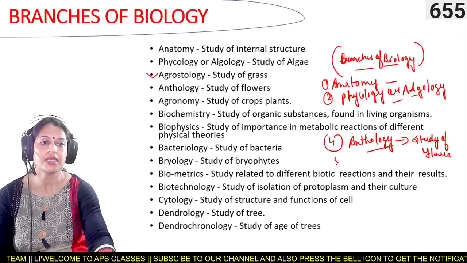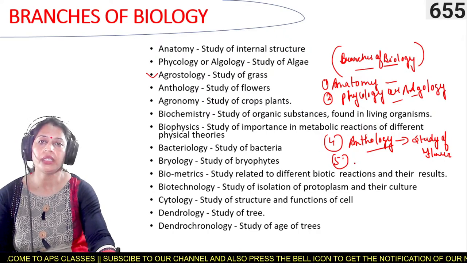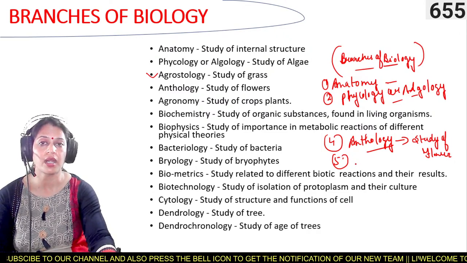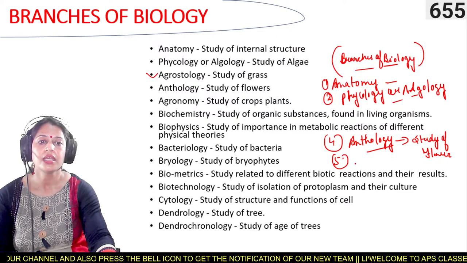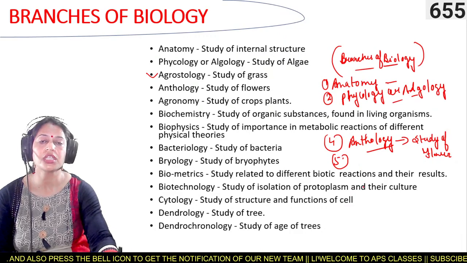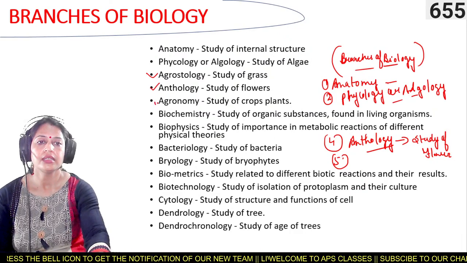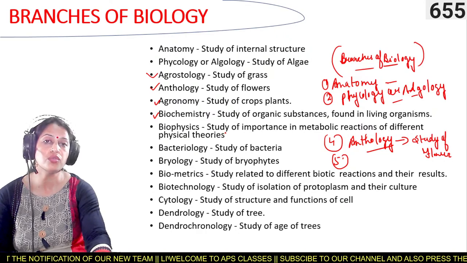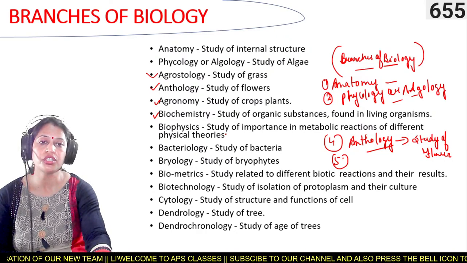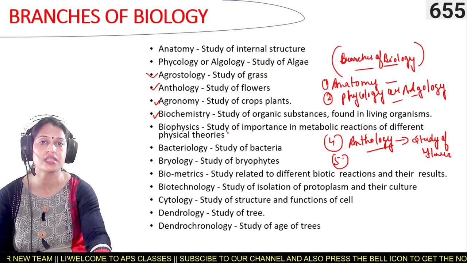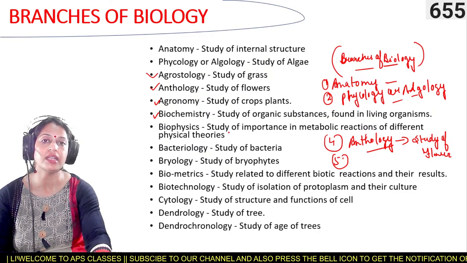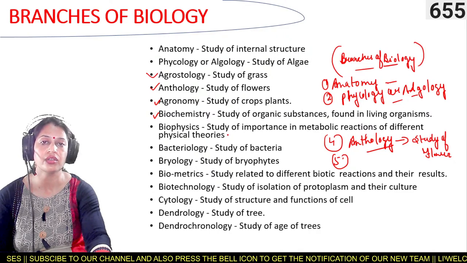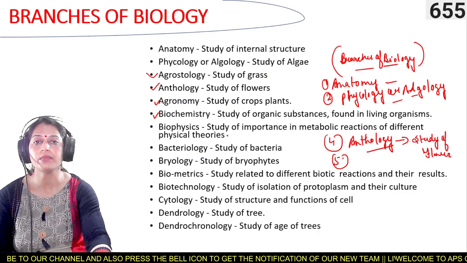The next branch of biology, number five, is agronomy. Agronomy is the study of crop plants, where we study the various crops. That study of crop plants is known as agronomy. The next branch of biology is known as biochemistry. Biochemistry is the study of the organic substances that are found in living organisms. Jo bhi organic substances ki study hai, that is found in the living organisms, that branch of biology is known as biochemistry.